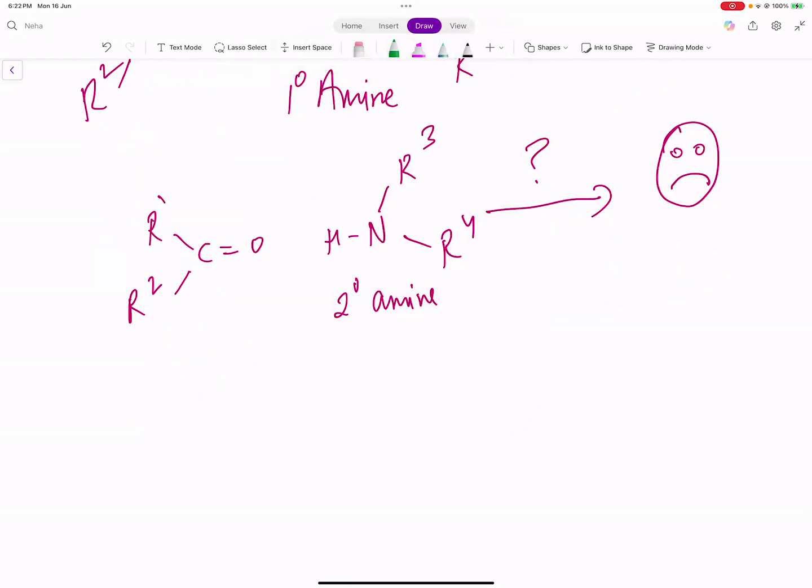So let's take this example. Somebody asks me, what is the product for this? Let's make it more complicated, with NH and trace acid, obviously.